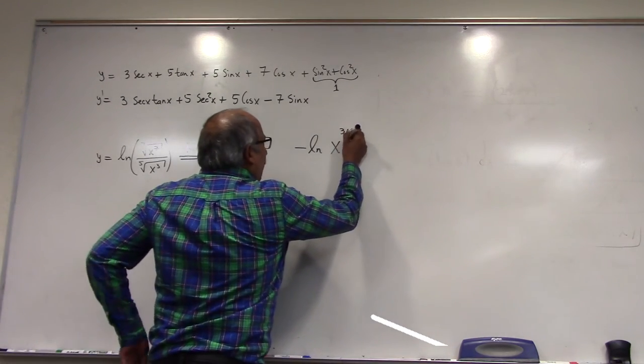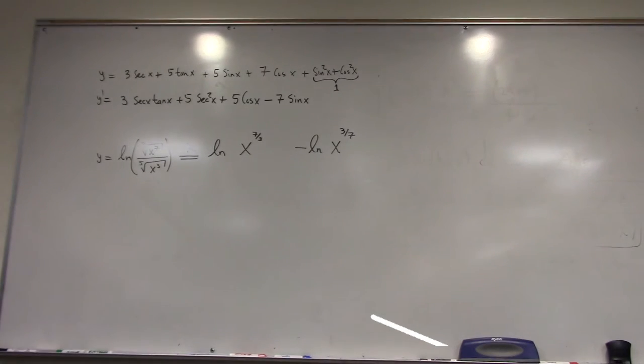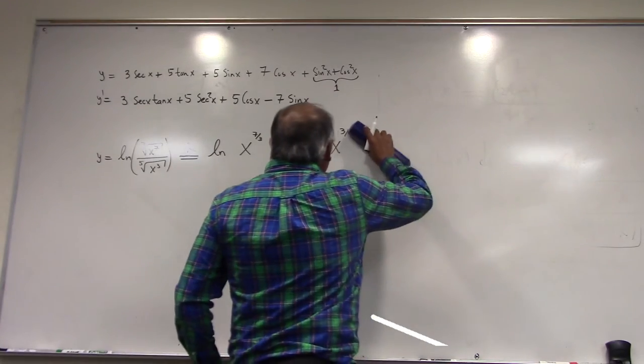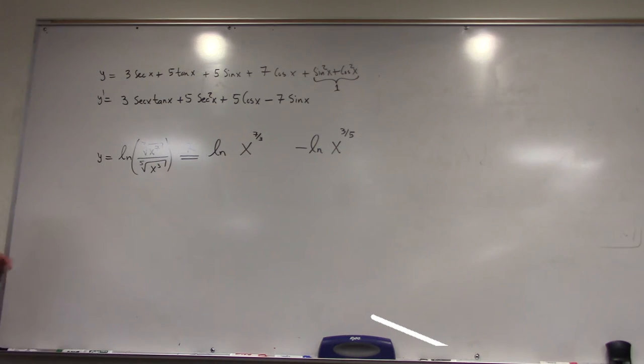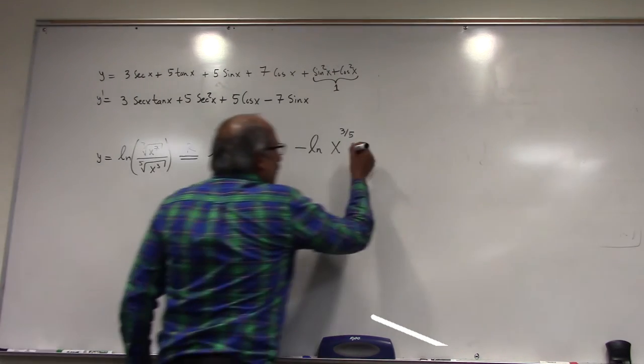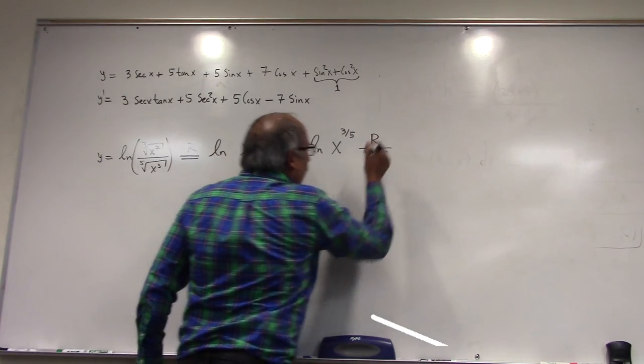Can you explain to them what you did louder? Well, in the log properties, when you do log of a over b, you can rewrite it as log of a minus log of b. So that's why I did ln of x, and I rewrote that as 7/3 because it's the inside divided by the outside. Did you get that, guys? The inside divided by the outside, all right? Still one more. R for rewriting.